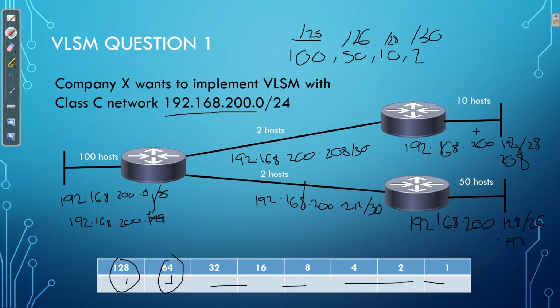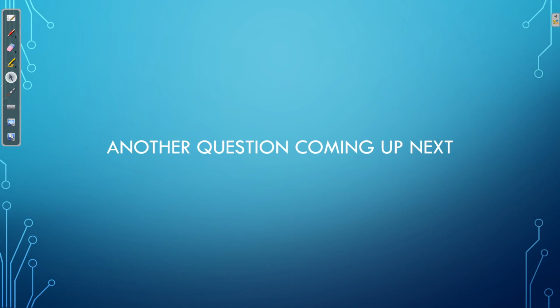So as you can see, by starting off with the largest subnet and working our way down, the subnet IDs kind of fit together and they flow, which makes it easier for us to calculate. So that's all there is to it, and that is the first question done. We have got another question coming up next.